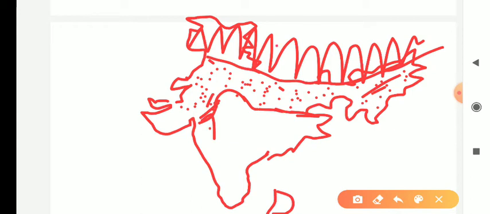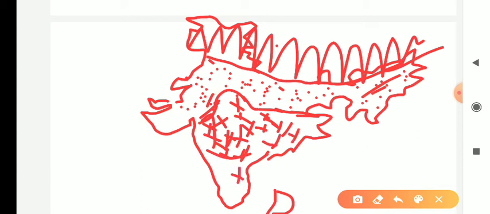This area is plateau area. Plain, plateau, mountains, valleys, all this we have discussed. These are the Western Ghats, it means mountains. This is the physiography of India. Here one desert is there, the Thar desert.